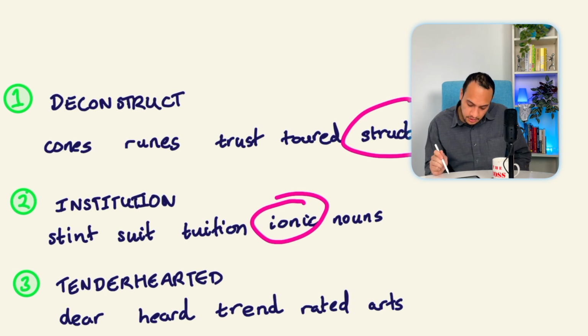So art is going to be our answer, but the letter that's missing is going to be our S. So literally in the word tender-hearted, we've got the letters for art, but there's no S. So this is the one that cannot be formed.